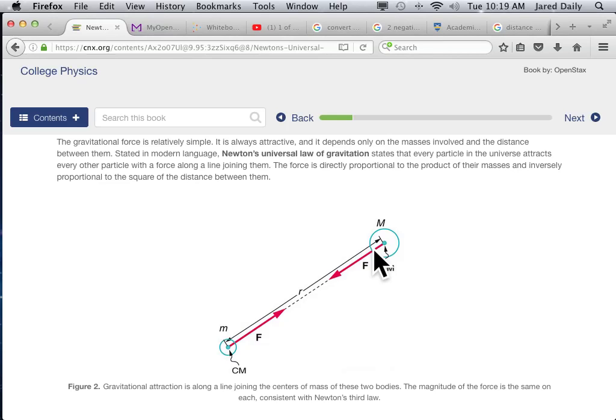So he said, that must be an important number. I'm going to name it after myself and be famous. This is what physicists do because they don't get paid very much. So they name things after themselves and they become famous.